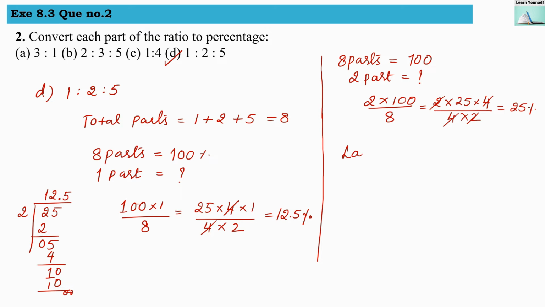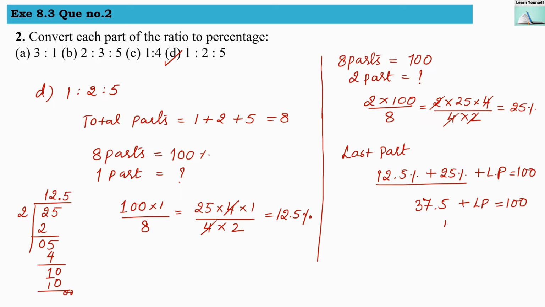Now for the last part, 12.5% plus 25%, and the last part will be equal to 100%. So 12.5 plus 25 will give us 37.5 plus last part equals 100. So last part equals 100 minus 37.5. So we will get here the last 5 parts will consist of 62.5%, and that will be our third answer.